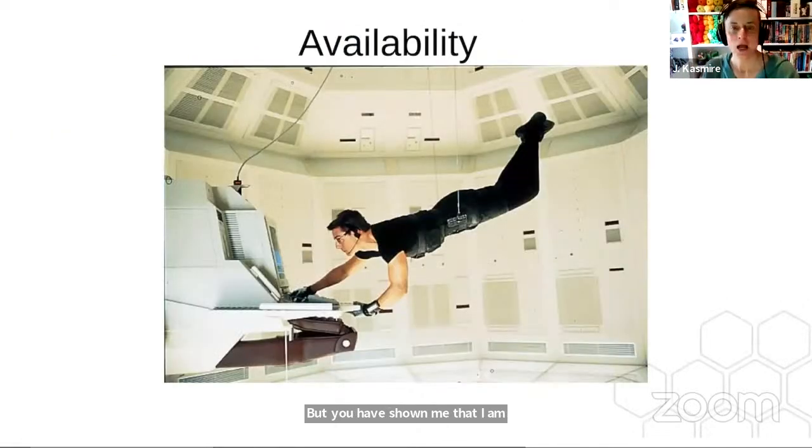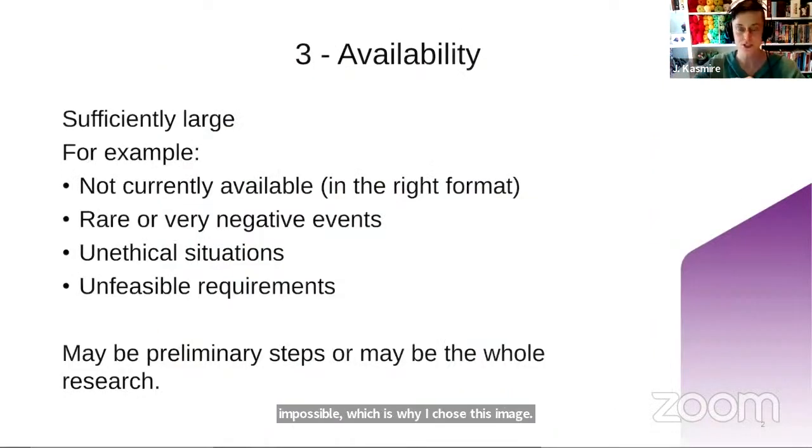Okay, availability. So you can use synthetic data when the real stuff is not available for various reasons, or even when the real stuff is impossible, which is why I chose this image. So availability: your synthetic data would be sufficiently large to do whatever it is you're trying to do. For example, if the real stuff is not currently available in the right format, if it relates to rare or very negative events, we may never get sufficiently large data of very rare events, plane crashes or earthquakes on Richter 9 and above or something like that. If the data relates to unethical situations, certainly we can't go deliberately creating unethical situations in order to get good data. That's not a good approach. We should create synthetic ones instead.